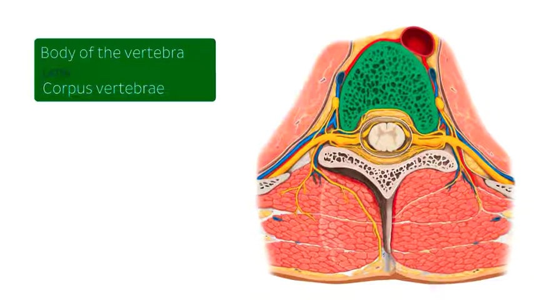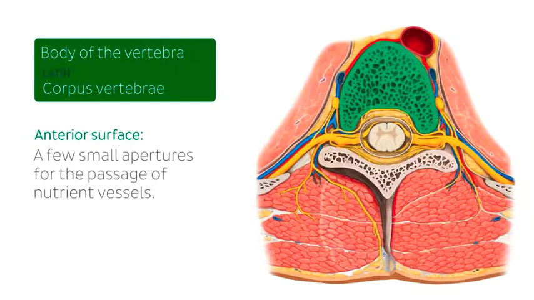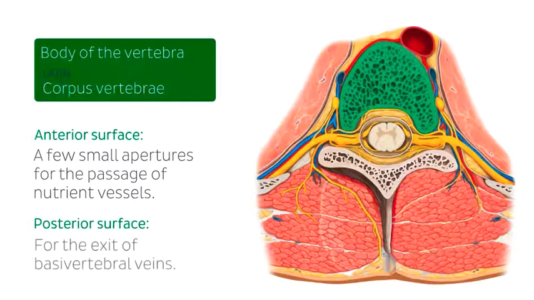The upper and lower surfaces of the body of the vertebra will be flattened and rough and give attachment to the intervertebral discs. Its anterior surface has a few small apertures for the passage of nutrient vessels, and on its posterior surface you will find a single large irregular aperture, or occasionally more than one, for the exit of the basivertebral veins from the body of the vertebra.